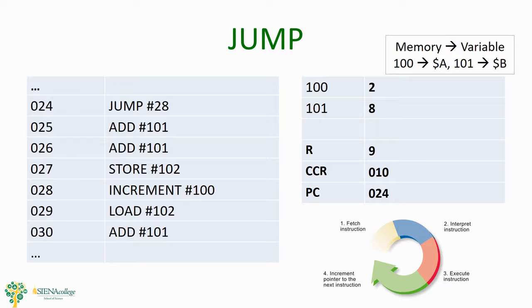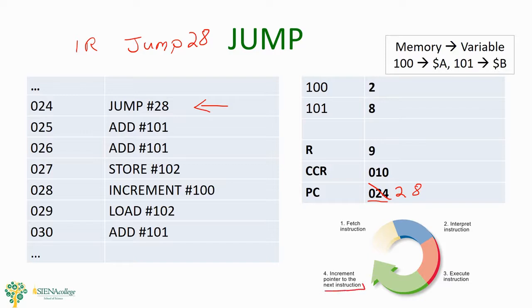So let's look at an example. Right now the program counter is pointing to 24, so we're looking at this line of code, and it says jump 28. So what we're going to do is be the computer. We fetch it, and we put jump 28 in the instruction register. We figure out what it's going to do. It says change the program counter to 28. We'll do that. So we executed the instruction.